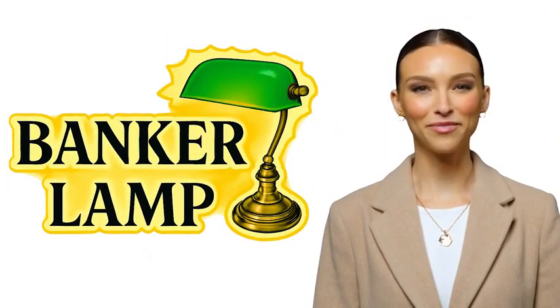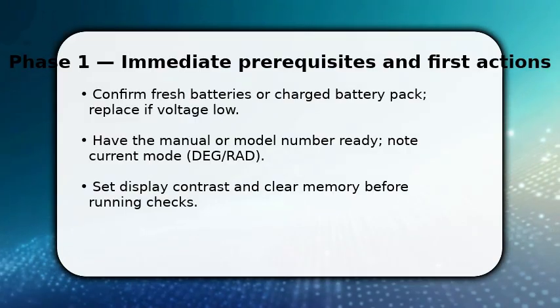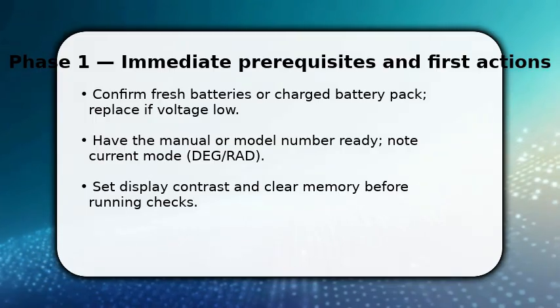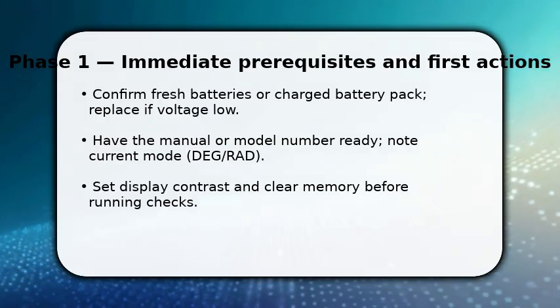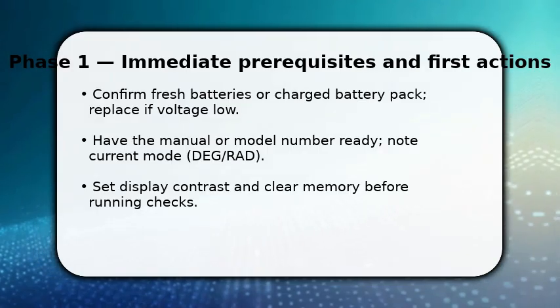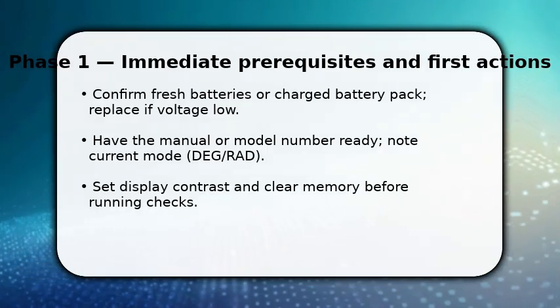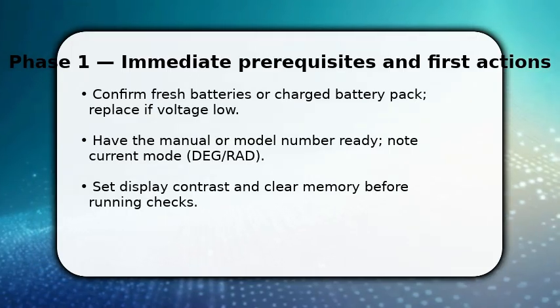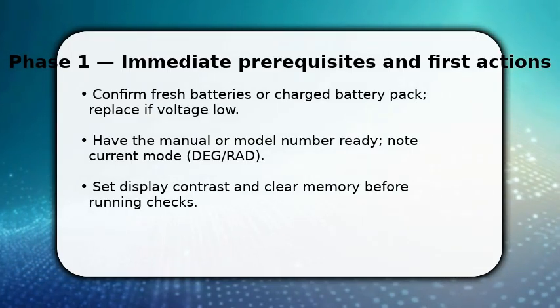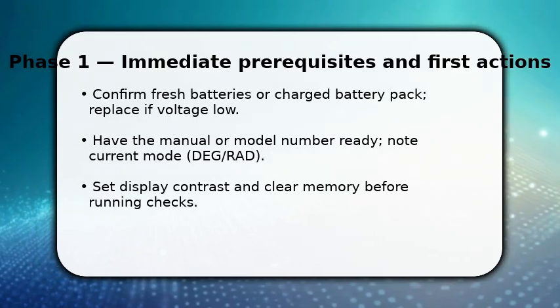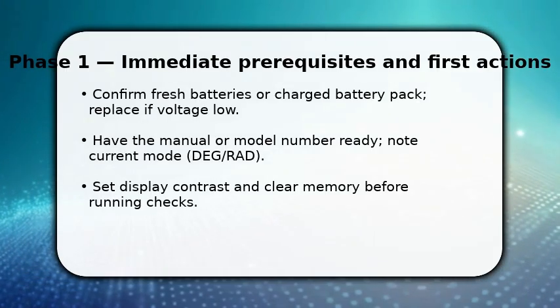Please enjoy the video. You begin by removing ambiguity. Power the calculator and verify batteries. Low voltage causes weird results. Once on, check the mode. Degrees versus radians matters, so set the correct one now. Make sure contrast and backlight are readable, then clear memory to remove leftover variables that corrupt calculations.